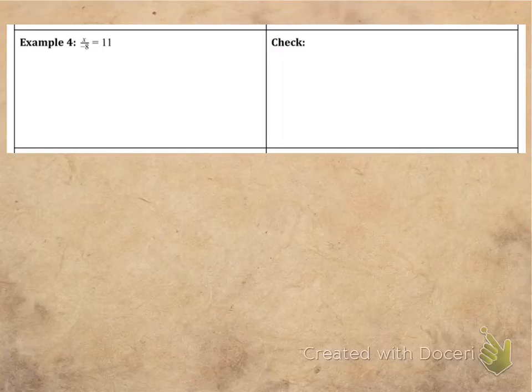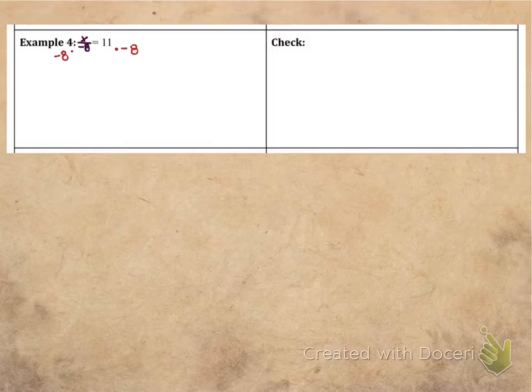Let's take a look at example 4. Example 4 looks a little different than examples 1 through 3 because this time we have x as a numerator in a fraction over negative 8. Remember that fraction bars can also represent the operation division. And to undo division, we're going to do the inverse operation, which is multiplication. So what that means is I'm going to multiply by negative 8 on both sides.